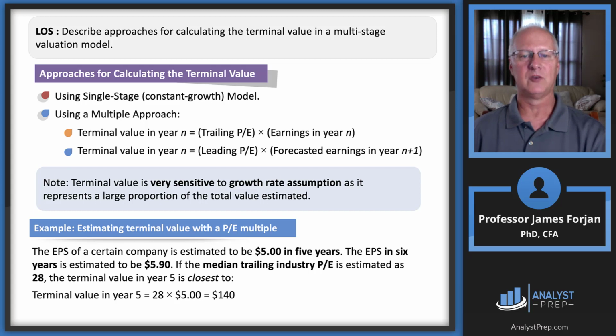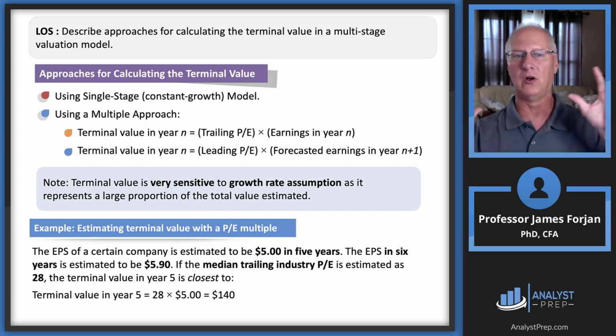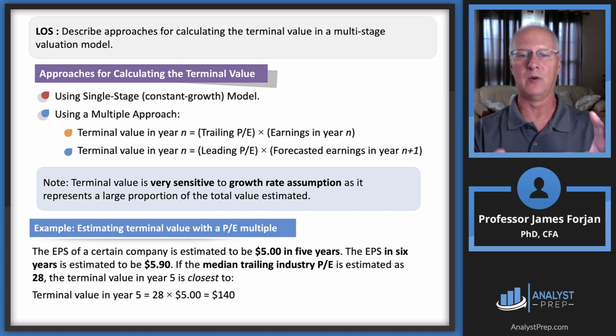So if the median trailing industry PE, all right, so let me just ask you to recall all that stuff that we talked about with the leading PE and the trailing PE ratios. We did all that stuff. If that's estimated, so trailing estimated at 28, then the terminal value in year 5 is closest to, well, all we've got to do is take the 5 times the 28, right? So that gets us 140. So that's a pretty simple calculation, but notice that the LOS doesn't ask us to calculate it. It just asks us to explain.